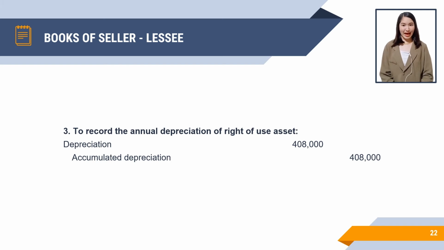So, the third and last transaction for the seller-lessee is the annual depreciation of right-of-use asset. Since it is an intangible asset nga, of course, nagde-depreciate din to over time at kailangan natin yon i-recognize annually. So, for the first year's depreciation, we have to debit depreciation for 108,000. Nakuha natin to by simply dividing the amount of right-of-use asset, which is 2,040,000 pesos, into 5 years kasi 5 years lang naman yung lease term. Then, credit, of course, accumulated depreciation for 408,000 as well.